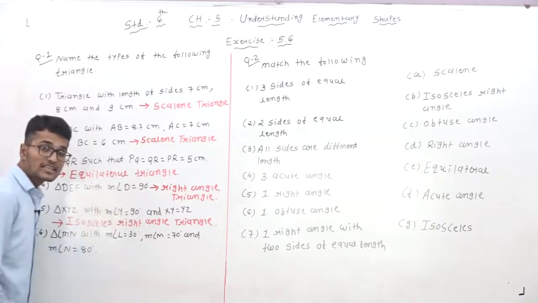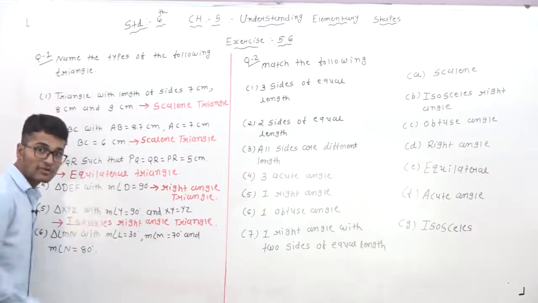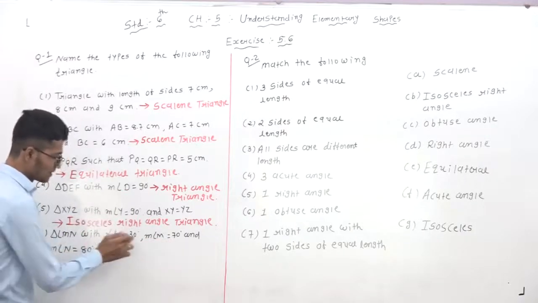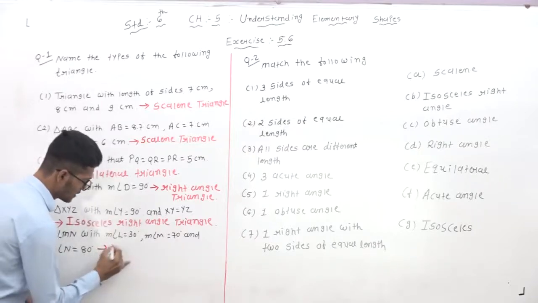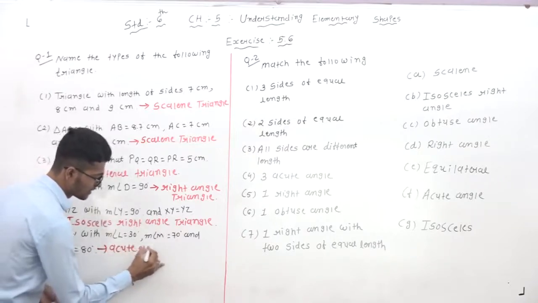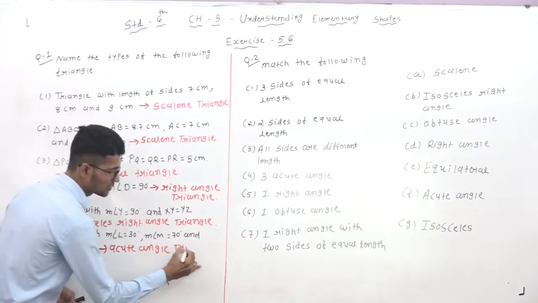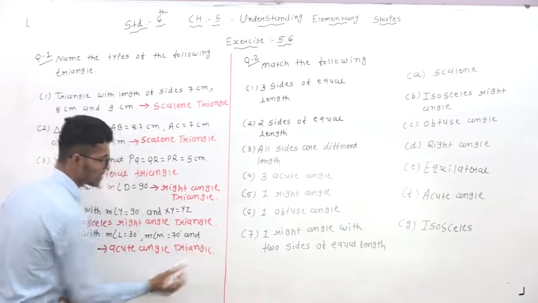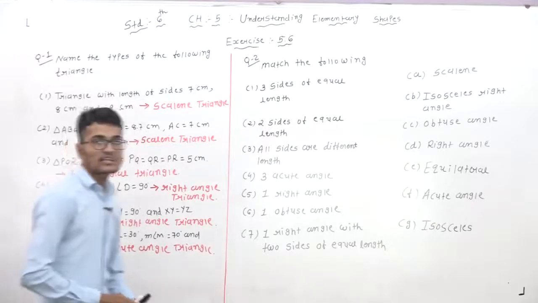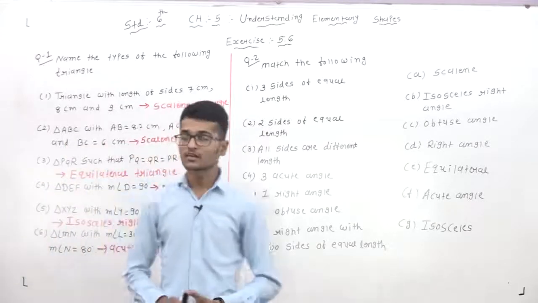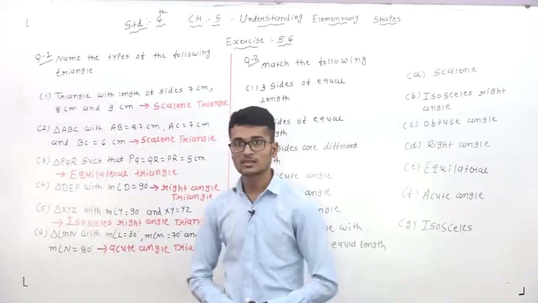So less than 90 degrees is called which type of angle? Acute angle. These three are less than 90 degrees, so all of them are acute angles. And the last one is the triangle. So this triangle's name is acute angle triangle. So, do you understand how to classify the given triangle? Is this question clear?